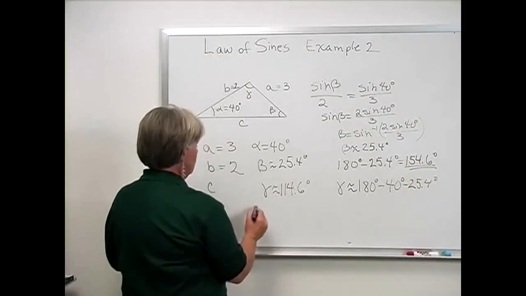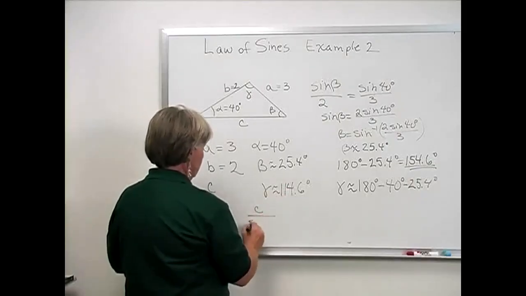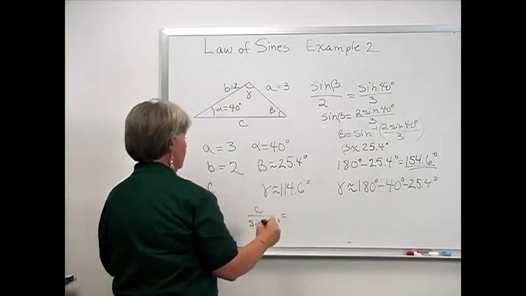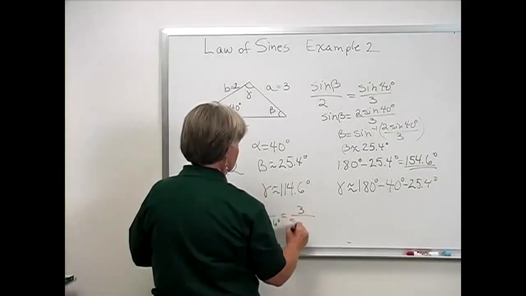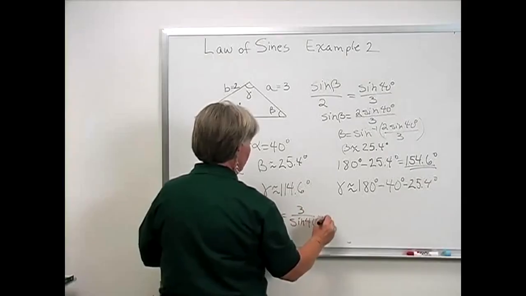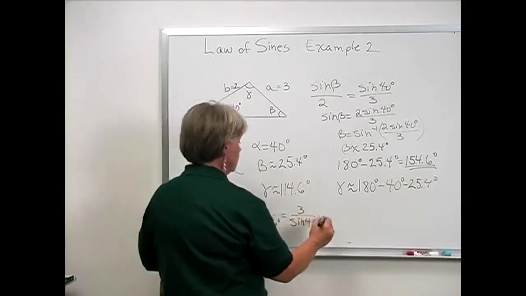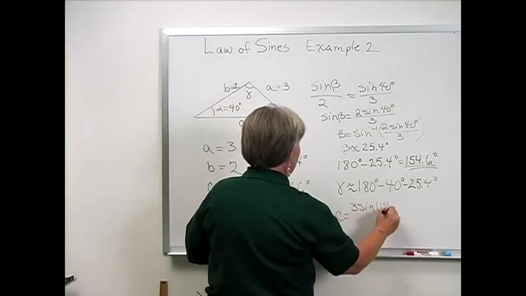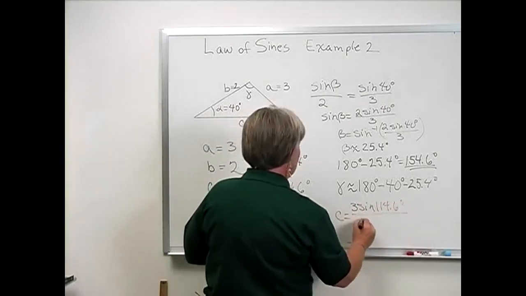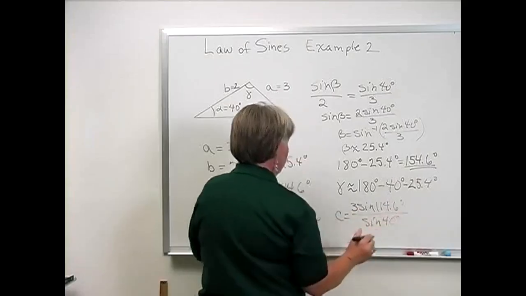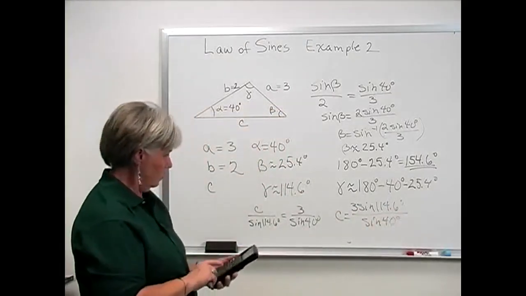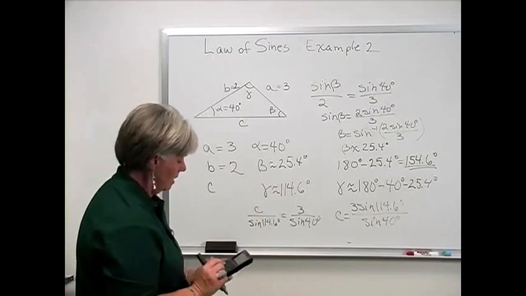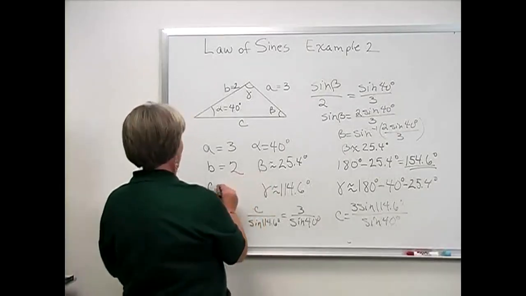So we know that C is to the sine of 114.6 degrees, as 3 is to the sine of 40 degrees. So we can solve for C now. So C is 3 times the sine of 114.6 degrees divided by the sine of 40 degrees. All right, so we'll calculate that. And we get 4.24.